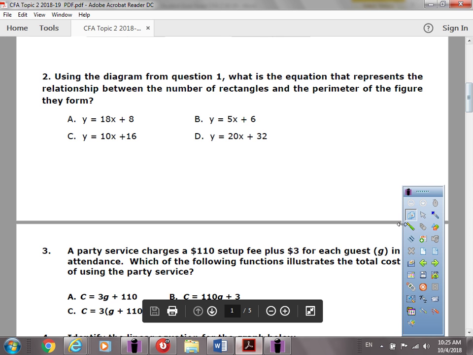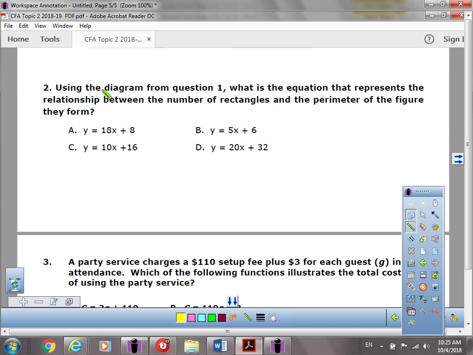This is question 2. It says, using the diagram from question 1. Now you have to use the diagram from question 1 again, and it says, what is the equation that represents the relationship between number of rectangles and perimeter? So now they want the equation. You know the table, now you have to pick the right equation.